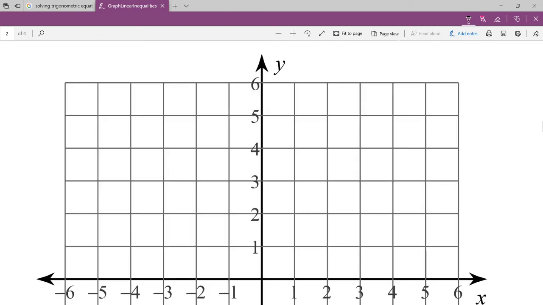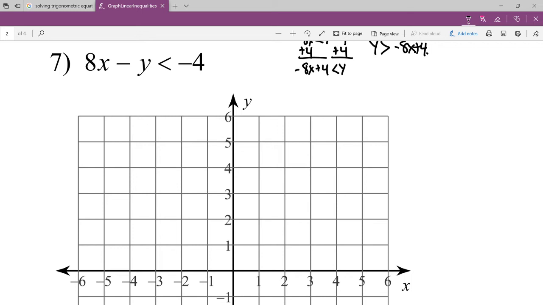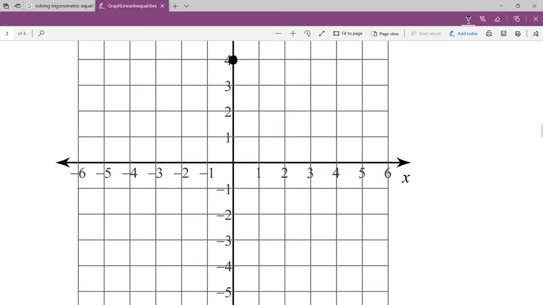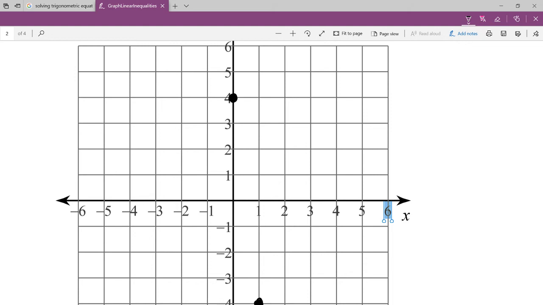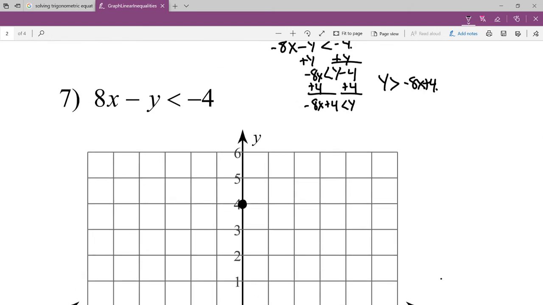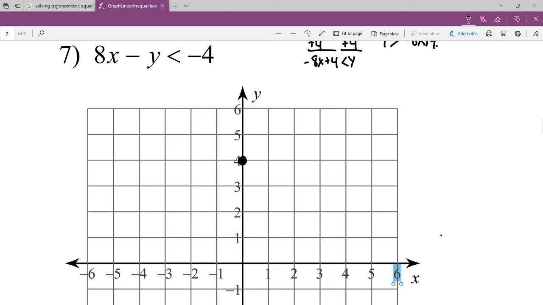So what you do is you plot your y-intercept, and then again, like a linear equation, you go down 8 and right 1. So 1, 2, 3, 4, 5, 6, 7, 8, and then right 1. And then obviously those are the only two points that I can plot. So then you go ahead and make your dashed line.